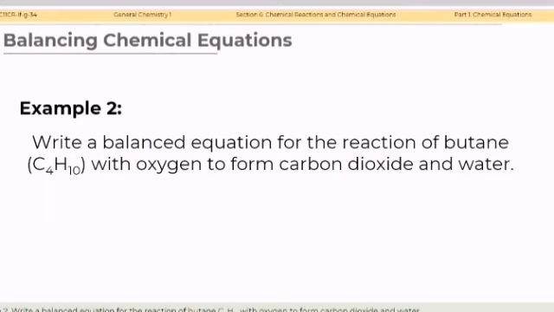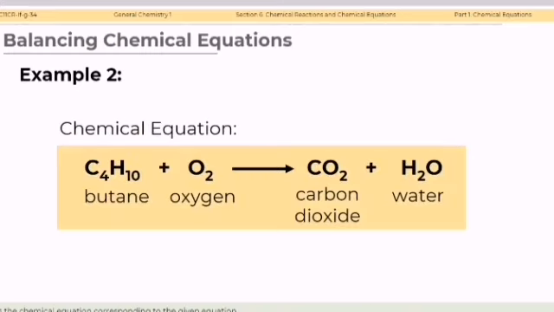Write a balanced equation for the reaction of butane with the chemical formula of C4H10 with oxygen to form carbon dioxide and water, shown in the chemical equation corresponding to the given equation. Again, you must recall the tips and the knowledge on how to write the correct chemical formula from the chemical name.